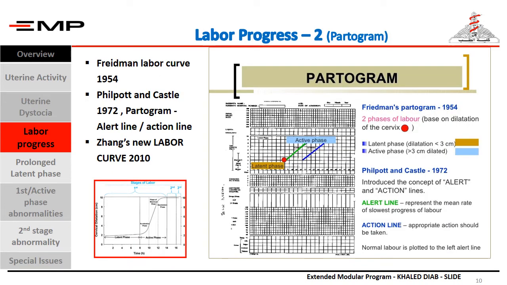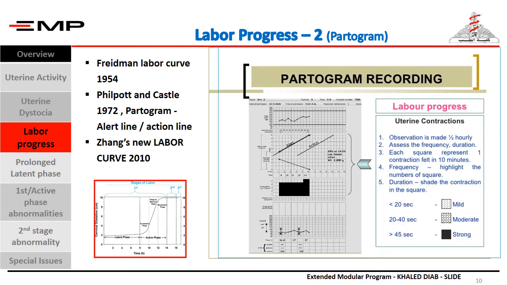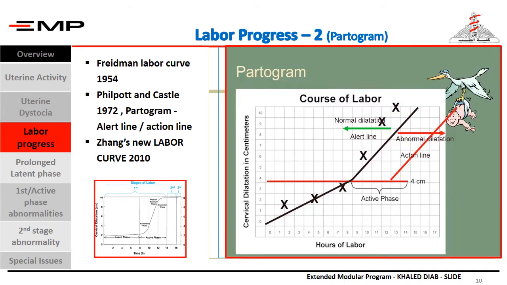The Friedman curve, as shown, and its norms established from Friedman data historically, has been widely accepted as the standard for assessment of normal labor progression. Philpott and Castle in 1972 introduced the concept of alert line and action line, and the well-known Partogram was used for clinical management of labor. The following figure shows how the Partogram is filled. The following figure shows how the Partogram is interpreted.